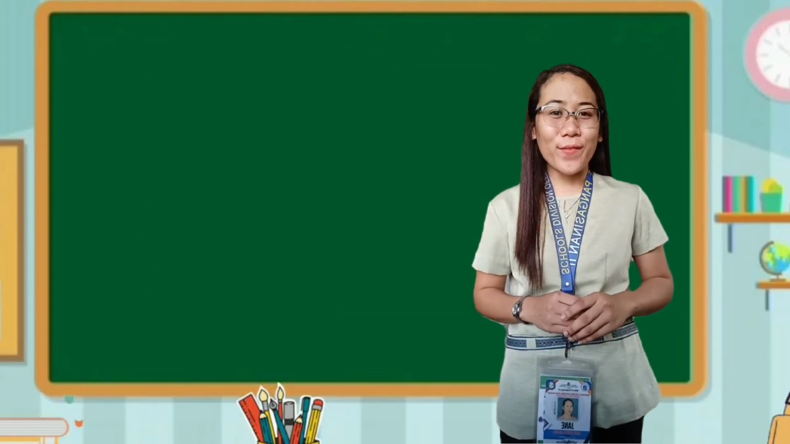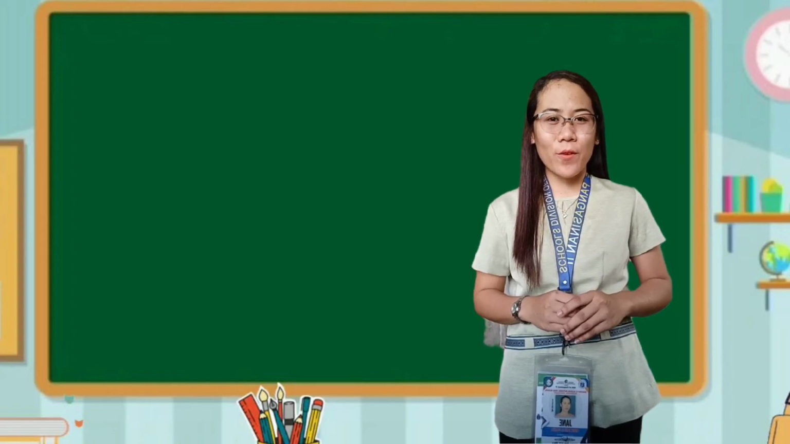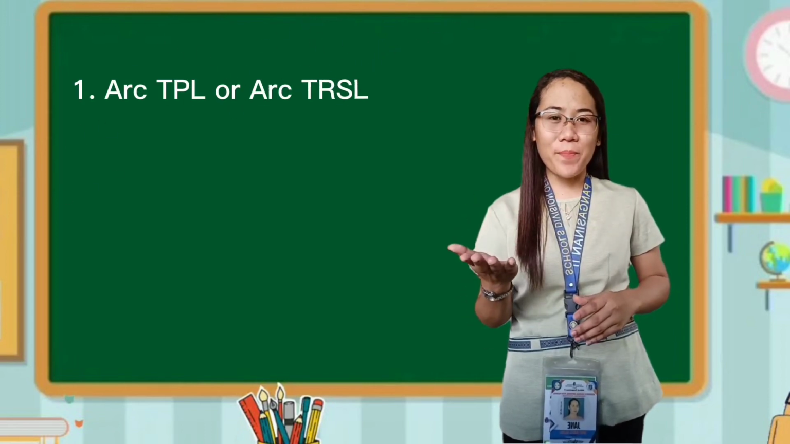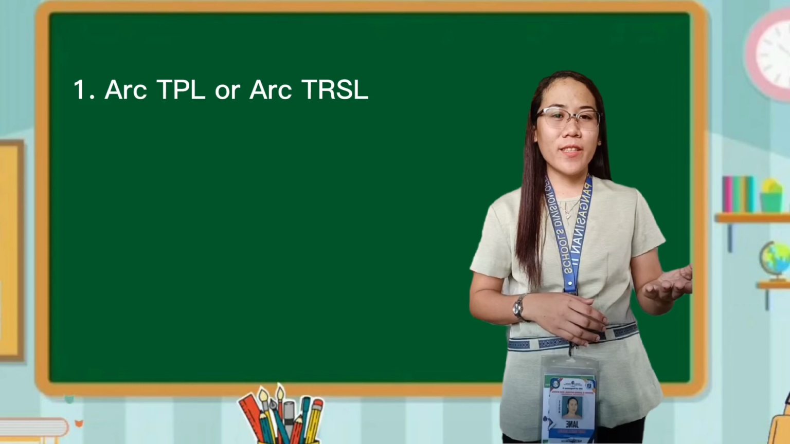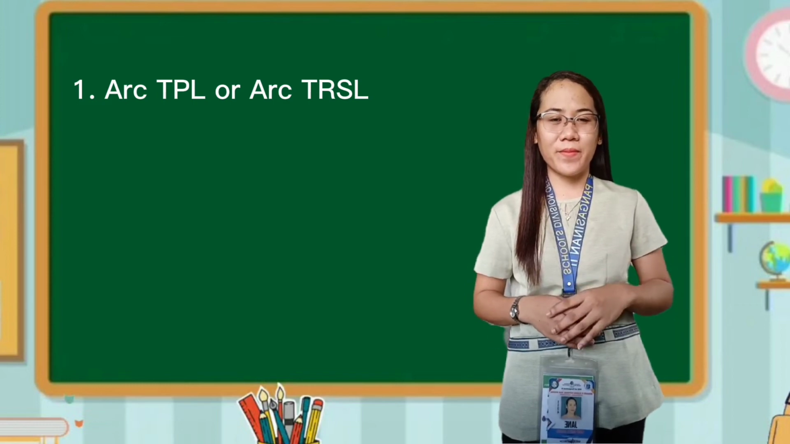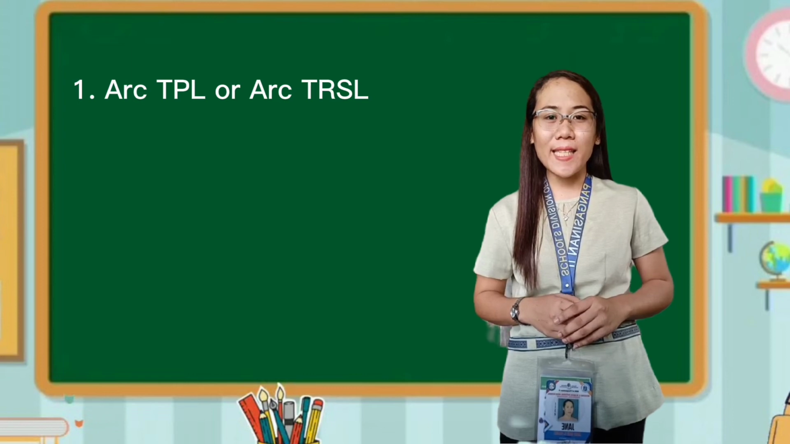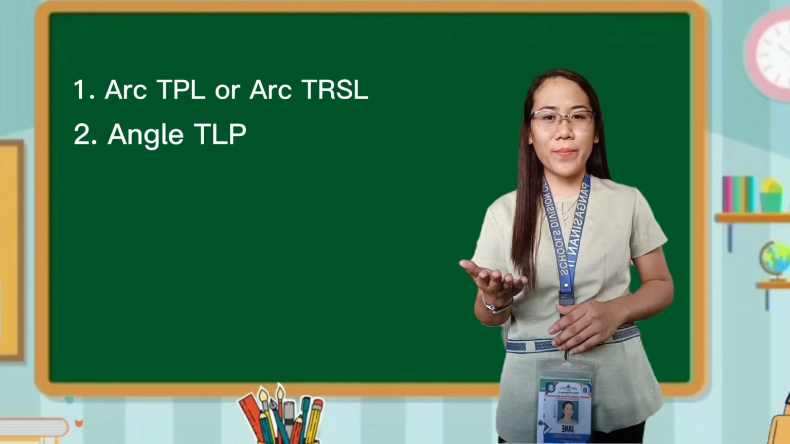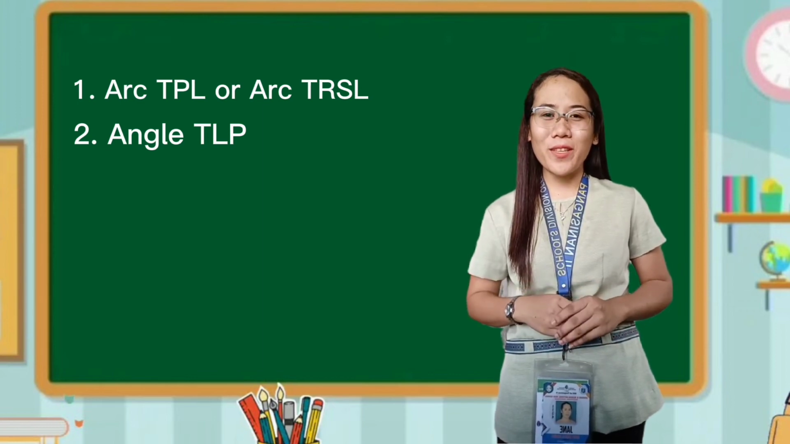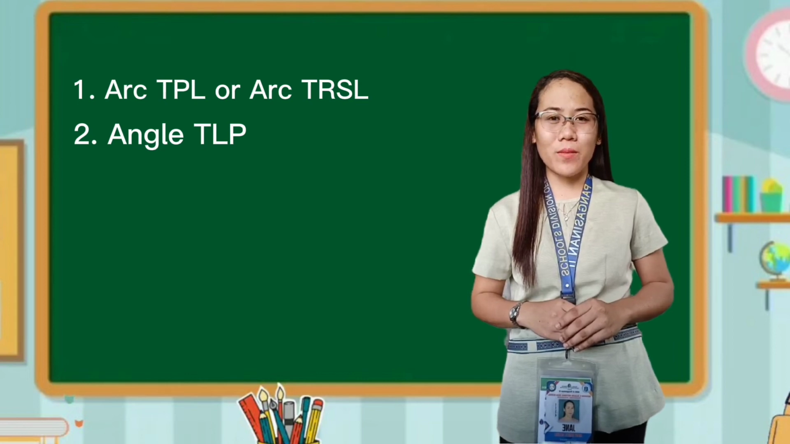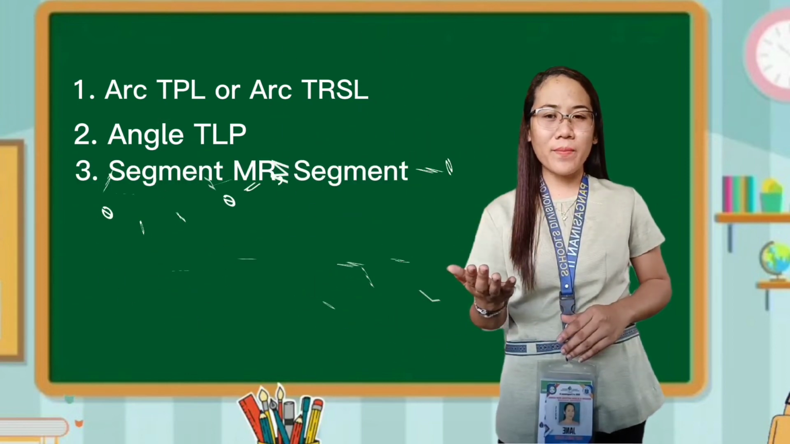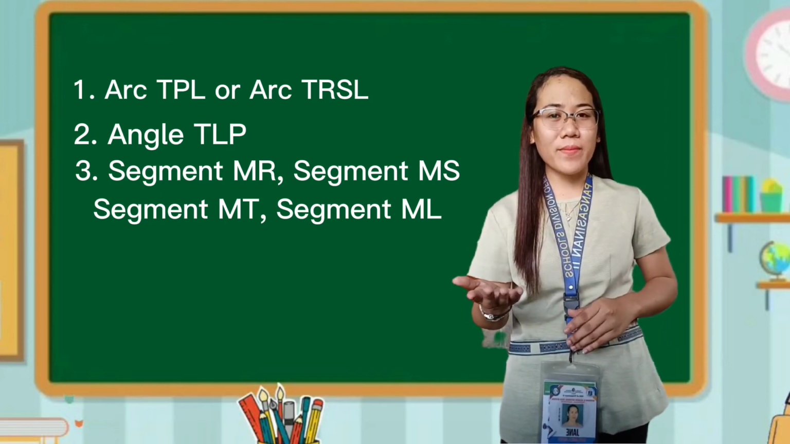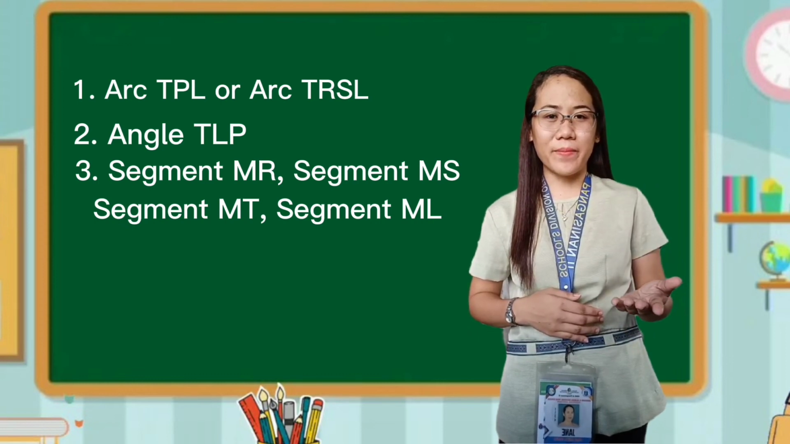Okay, so let us check if your answers are correct. For number 1, name a semicircle. So we have arc TPL or arc TRSL. Number 2, name an inscribed angle. We have angle TLP. Correct. How about number 3? We have the radius. So we have segment MR, segment MS, segment MT, and segment ML.